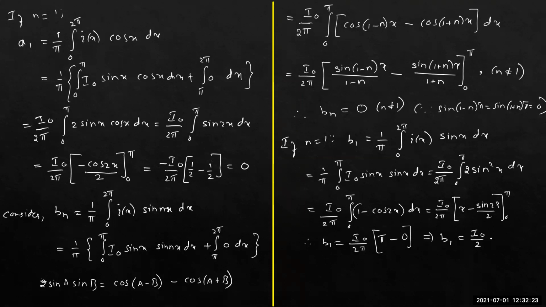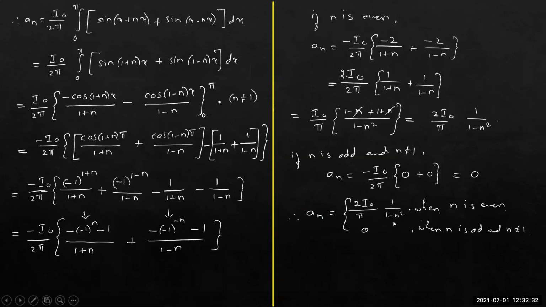So therefore, the Fourier series, if you substitute everything into this, f of x is equal to, see, we need to write it as a naught by 2. See how much we got for a naught?